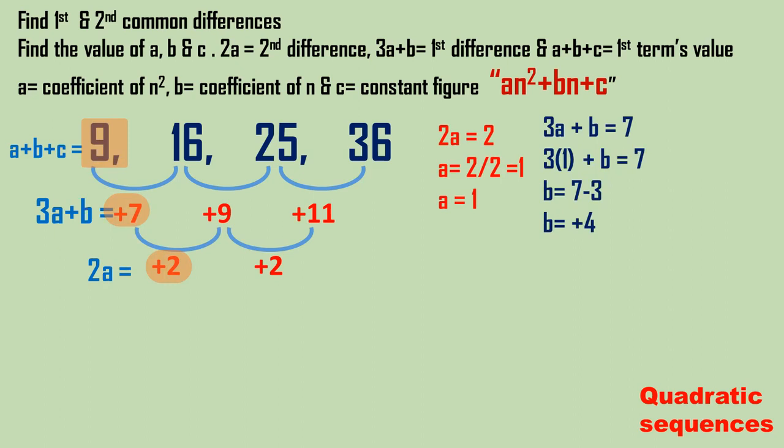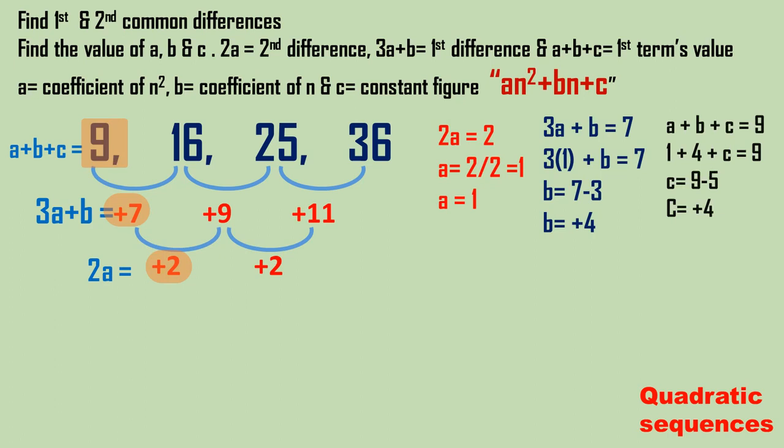Here we have the value of a. So we're going to substitute this value in this equation. So we'll get 3 multiplied by 1 plus b is equal to 7. The 3 is a plus, so on the other side that will be subtracted, and 7 minus 3 is plus 4. And in this way, we're going to find a plus b plus c is equal to 9.